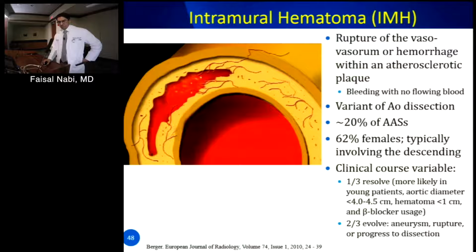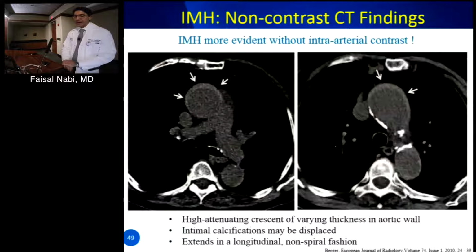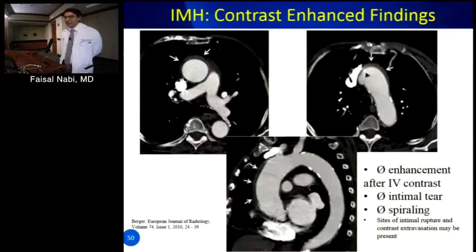When it comes to CT making that diagnosis of intramural hematoma, it's actually the non-contrast CT that's very helpful. Because this is acute blood, this tends to be a hyper-attenuating signal and appears as a crescentic shape on the outside of the wall of the aorta, which does not spiral. Once you give contrast, it can be a little bit more difficult to see with CT, but the main clues are no enhancement after IV contrast, no intimal tear identified, and no spiraling.